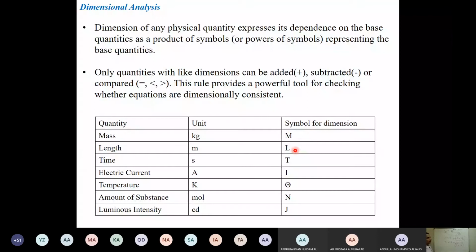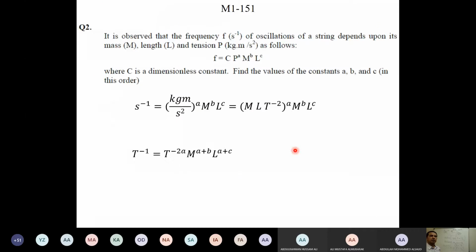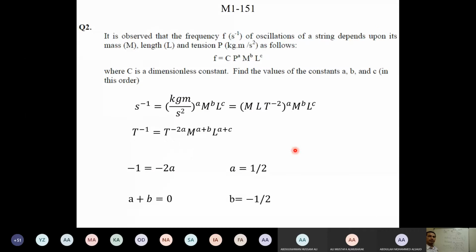Okay. Now in the same way, I'm proceeding for the L, and it is A plus C equal to 0. So C equals minus A, and it is also giving me C equal to minus 1 divided by 2. So now we have all three values. We determined the values of A, B, and C, and that's what you are having here.